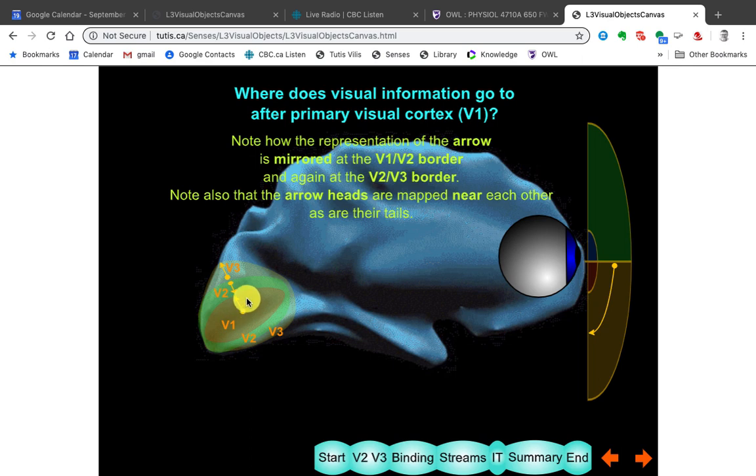You can then see that the head is at the border of V2, over here. And then its image is repeated, but with the arrow flipped. So a point representing this part of the visual field is close to this point here. So similar neurons like to be near each other. Both sets of neurons are receiving input from the same part of the eye. So you want to put them together.